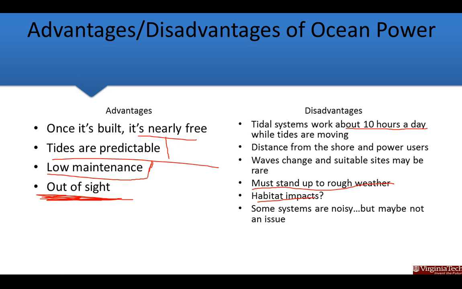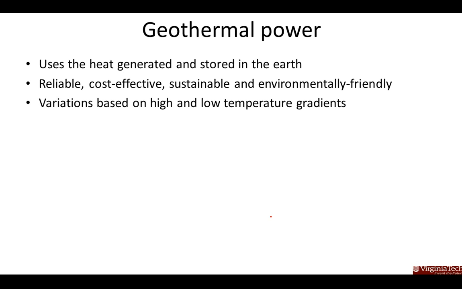Do you impact the habitat? Some systems are noisy. Does it affect the ecosystem? Does it affect military radar, sonar, things like that? All things to consider. So geothermal power, we're just going to touch on it real quick.